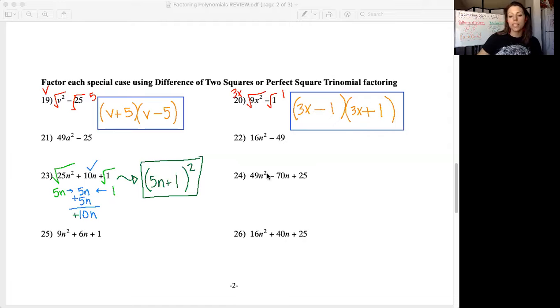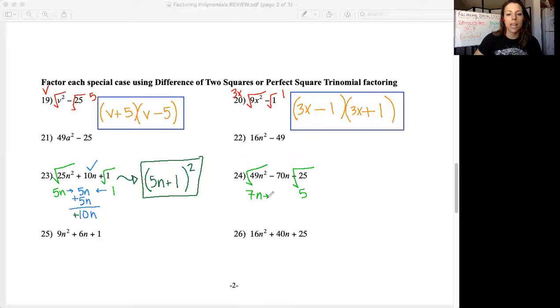Let's look at 24 because it does have subtraction, which means it changes slightly. So here we go. Is it a trinomial? Yes. Is 49n squared a perfect square? Yes. Is 25 a perfect square? Yes. Now we need to test the middle term. So we take the square root of the first term and the square root of the last term. Square root of 49n squared is 7n, because 7 times 7 is 49, and n times n is n squared. Square root of 25 is 5.